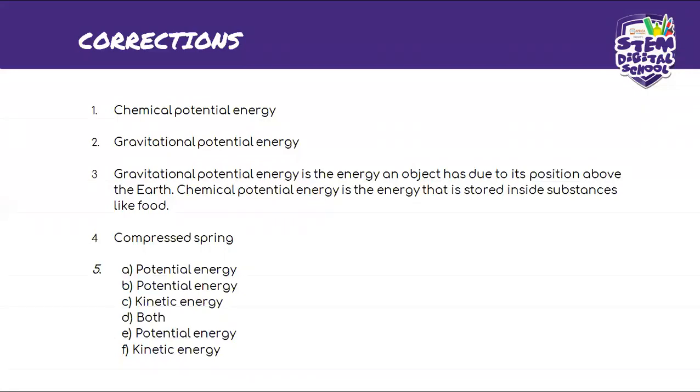Okay. And then number four is compressed spring. Most of you got that right. Number five, as we can see, is potential energy and kinetic energy. D is talking about the two energies, that is potential and kinetic. D is talking about potential energy and kinetic energy.